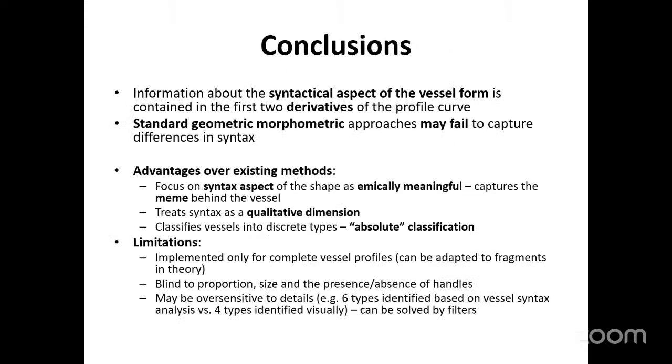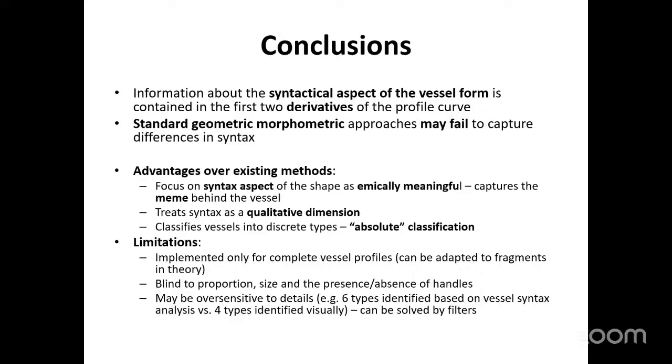Okay, so to wrap it up, information about the syntactical aspects of the vessel are contained in its derivatives, and standard geometric morphometric approaches are sometimes blind to this. They may fail to notice this thing, because they're not only focused on derivatives, they're looking at other things as well. So with this method, we can focus on the syntax aspect, because it's presumably empirically, emically meaningful. It may capture the actual meaning behind the idea behind the vessel.